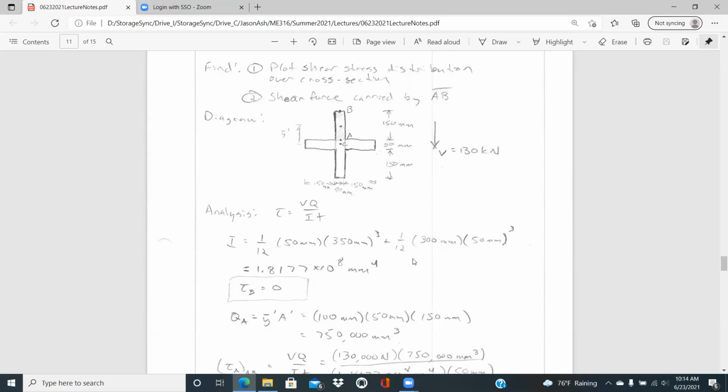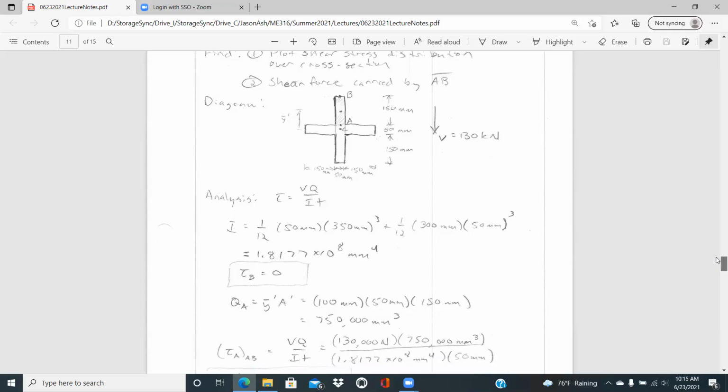Based on our discussion of the relationship of the shear stress, we know that the shear stress at B is equal to 0. It's on a top surface. And so really all we need to know is then the shear stress at the critical points at A and at C, and we will know then what the distribution of stress is.